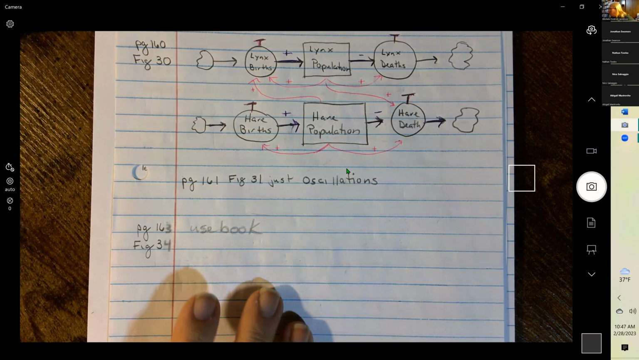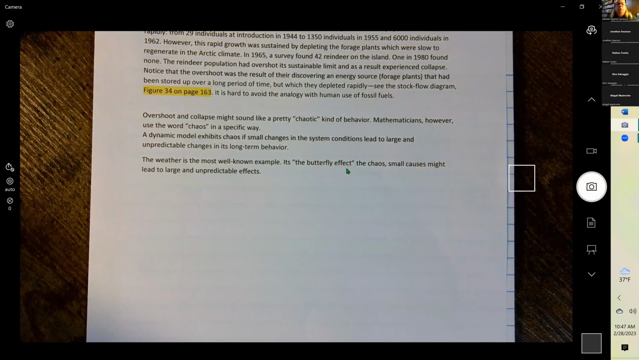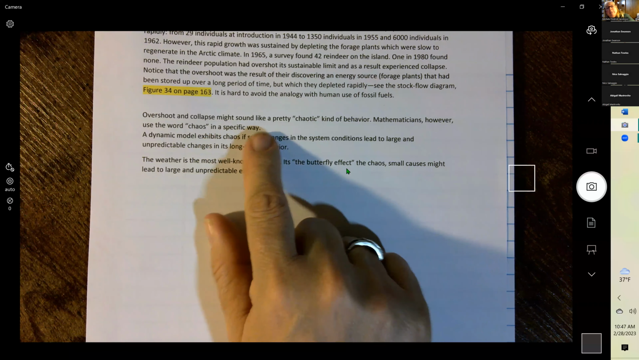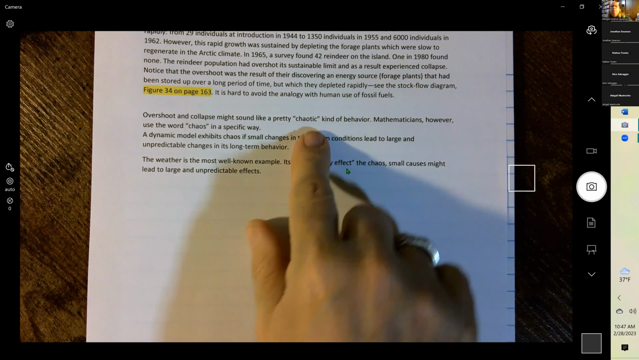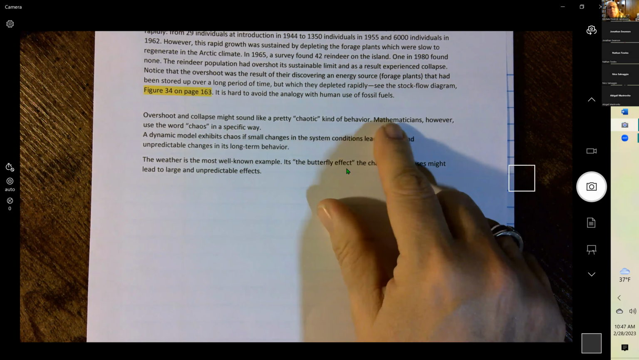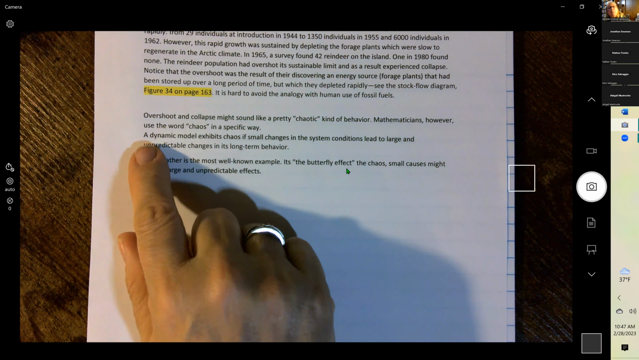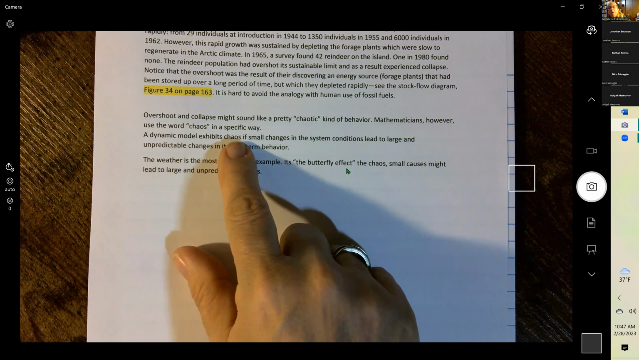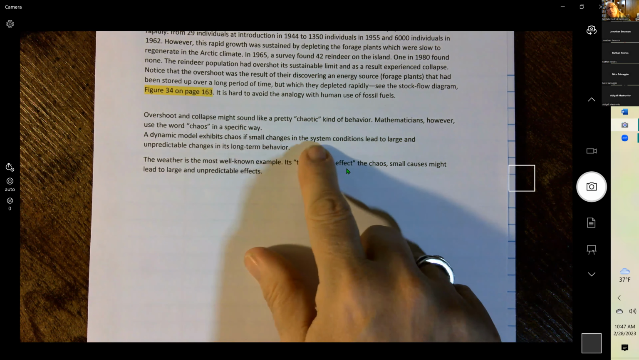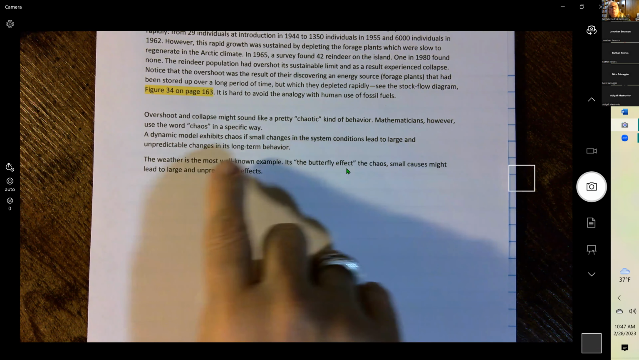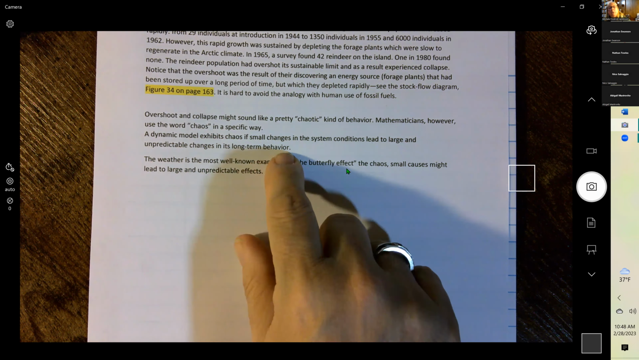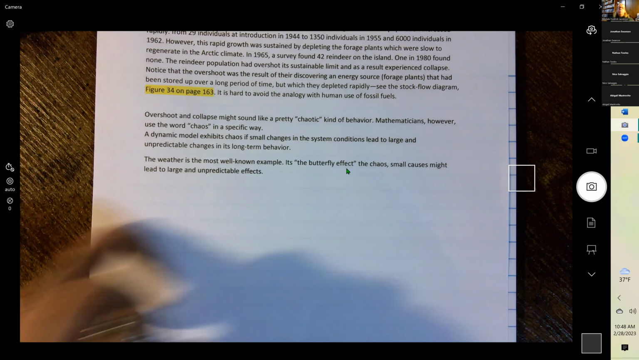There was one more. The overshoot and collapse, it's chaotic. It's a chaotic kind of behavior. In mathematics, the definition for it is a dynamic model exhibits chaos if small changes in a system condition lead to a large unpredictable change in long-term behavior.